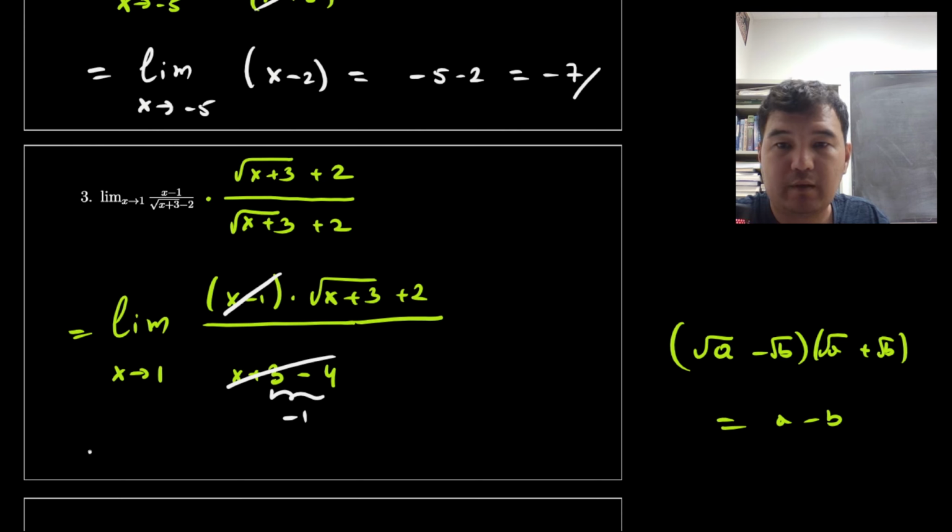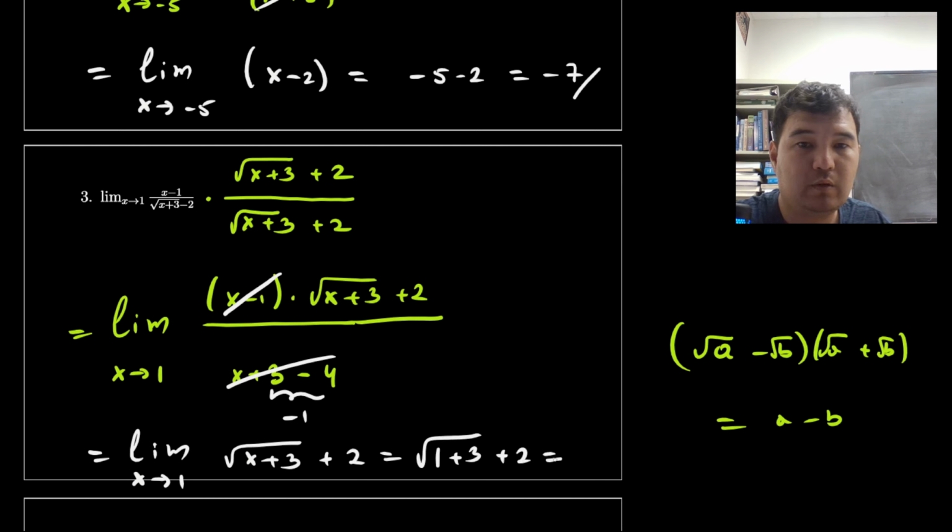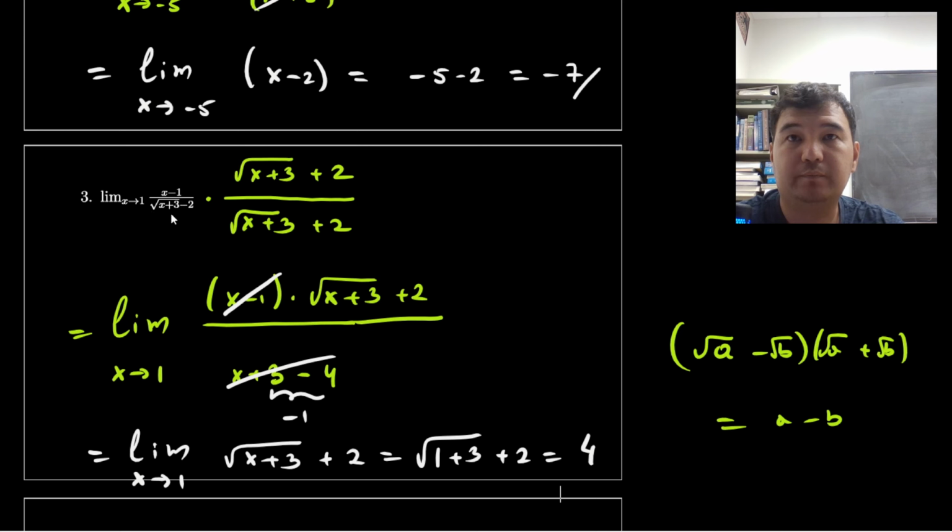Now my problem becomes the limit as x goes to 1 of the function square root of x plus 3 plus 2. Now you can plug in 1. If I plug in 1, the square root of 1 plus 3, plus 2, or 2 plus 2, is 4. So that's the limit of our third function here.